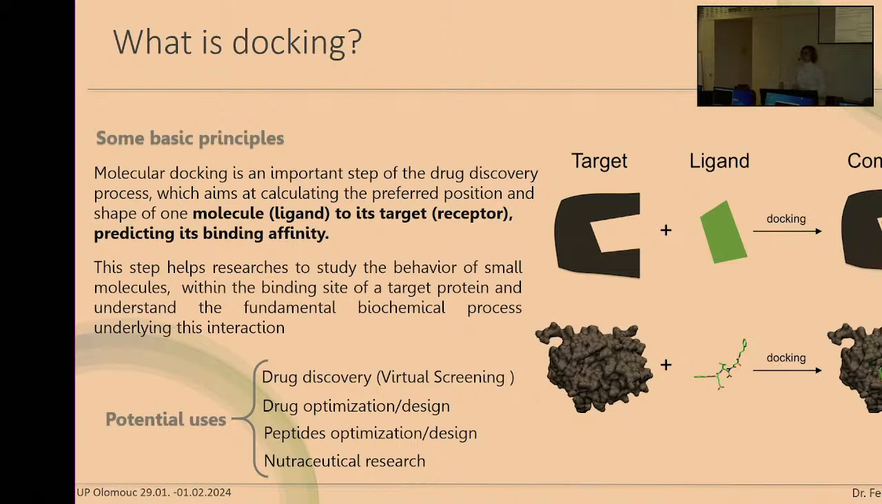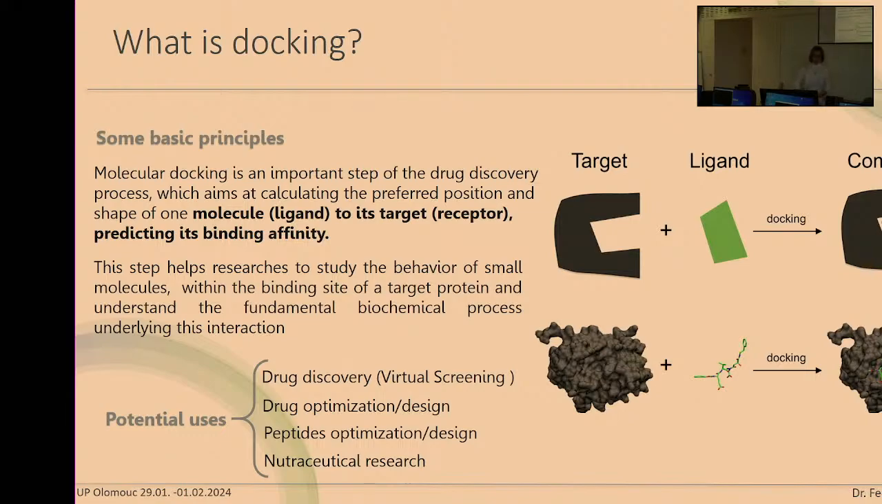Okay, I don't know if you are familiar with docking, but I would like at the beginning to give you some basic principles about this methodology. We can give a definition of molecular docking, which is an important step in drug discovery, which calculates the favorite position, the favorite geometry of the ligand to its target. Not only that. With molecular docking, we can also predict the binding affinity of the ligand against its target.